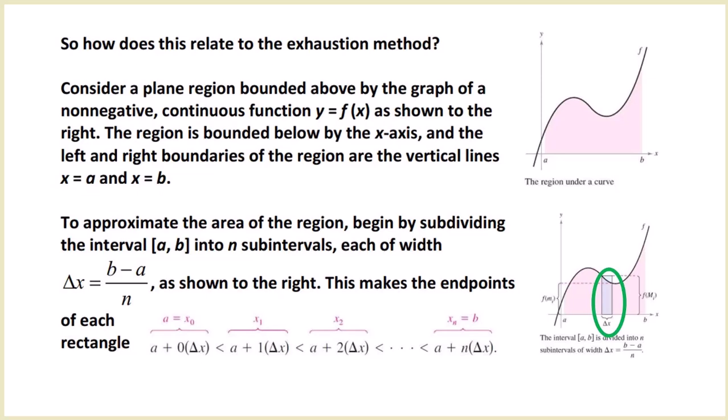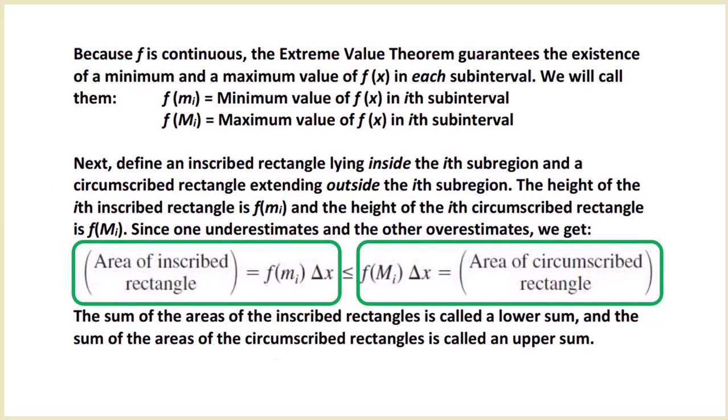And I drew a green circle around it just to remind you that delta x is the base of different rectangles under there. Okay? This is telling us in each little sub-interval that forms a rectangle, there's going to be a minimum and maximum value, both of them in there because of the extreme value theorem.